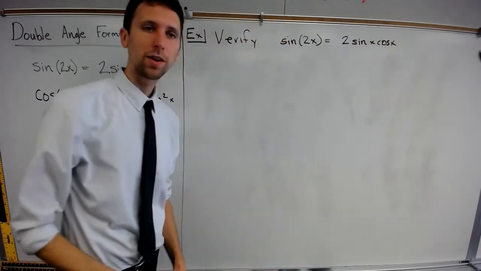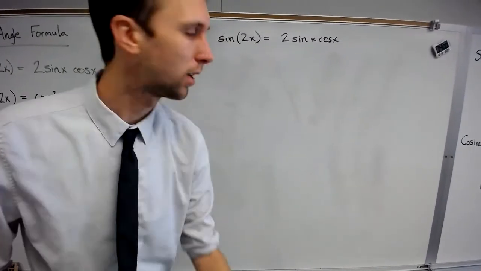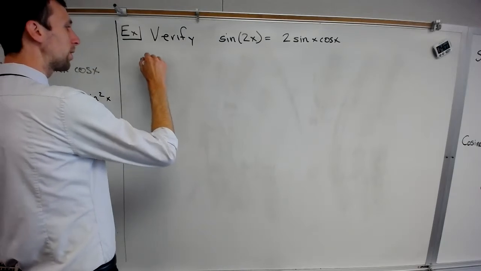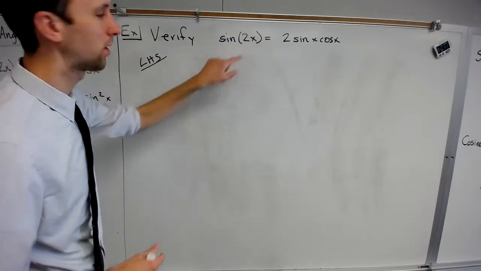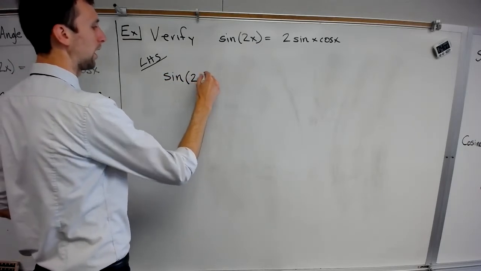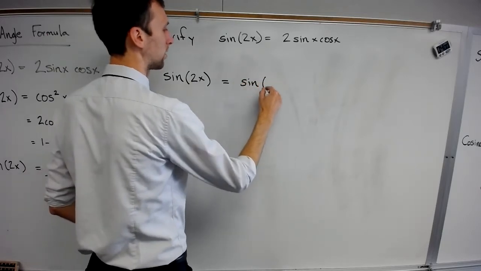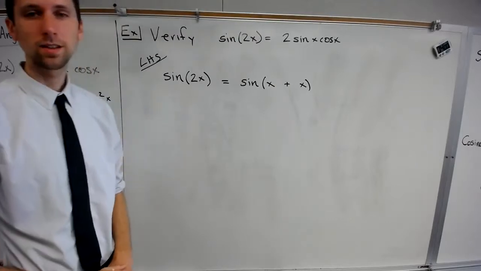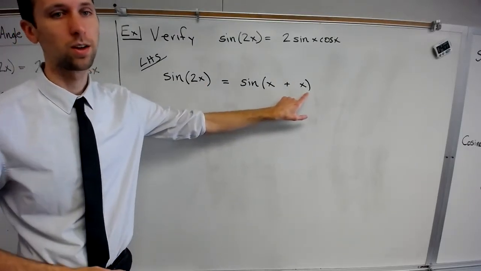Okay, so normally in verify problems, you start with the more complicated side. And I'm going to declare the left side to be more complicated because there's a 2 in the parentheses and you haven't seen that yet. Not that much, so that seems complicated. So here's the trick. Sine of 2x is equal to sine of x plus x. That's the key. Rewrite 2x as x plus x because they're equivalent.